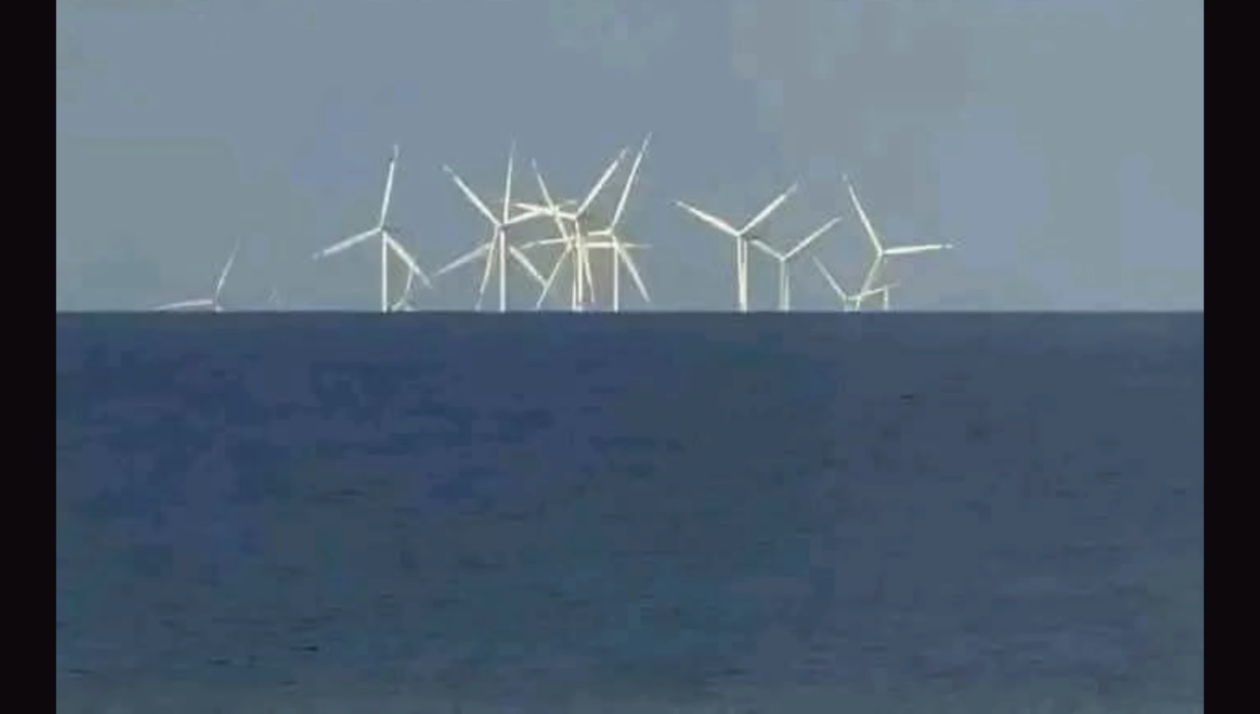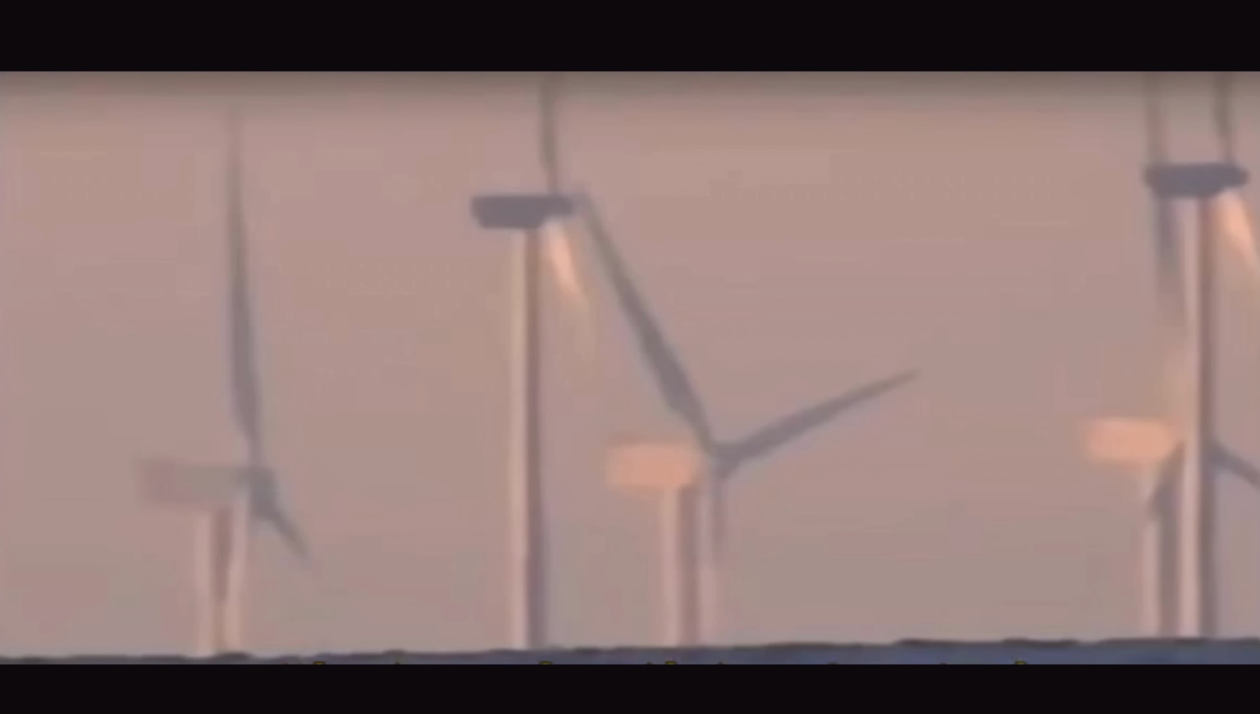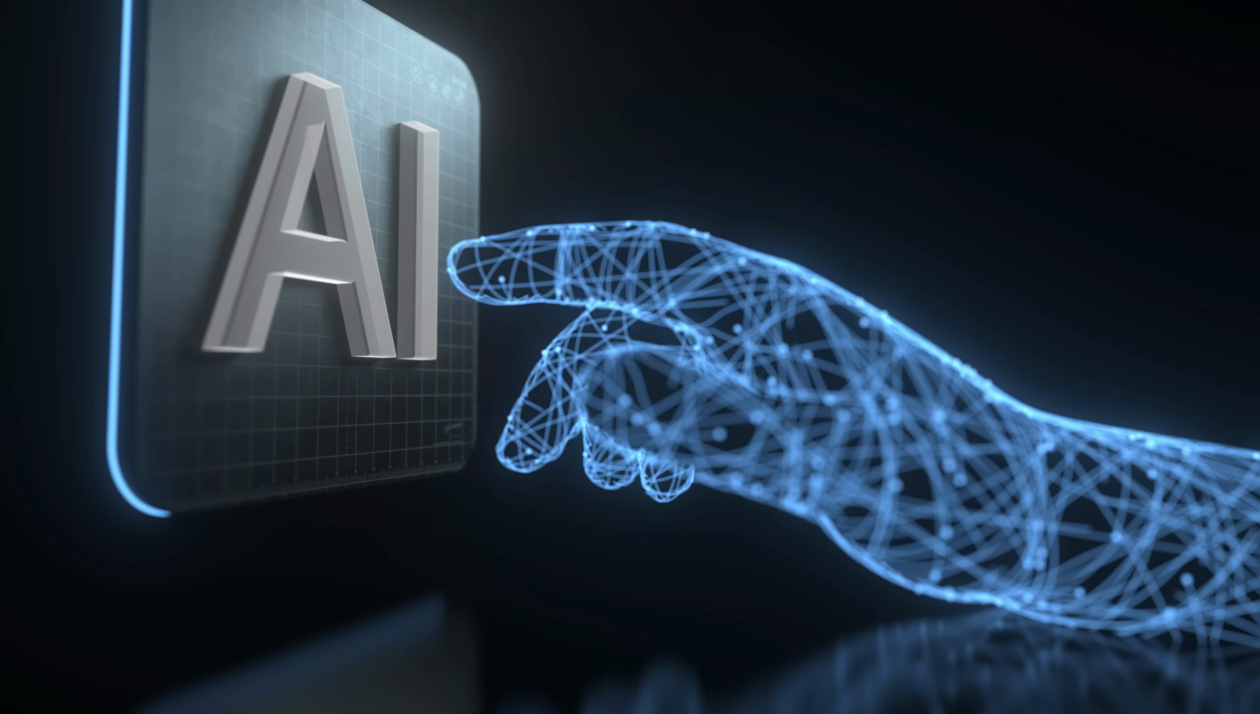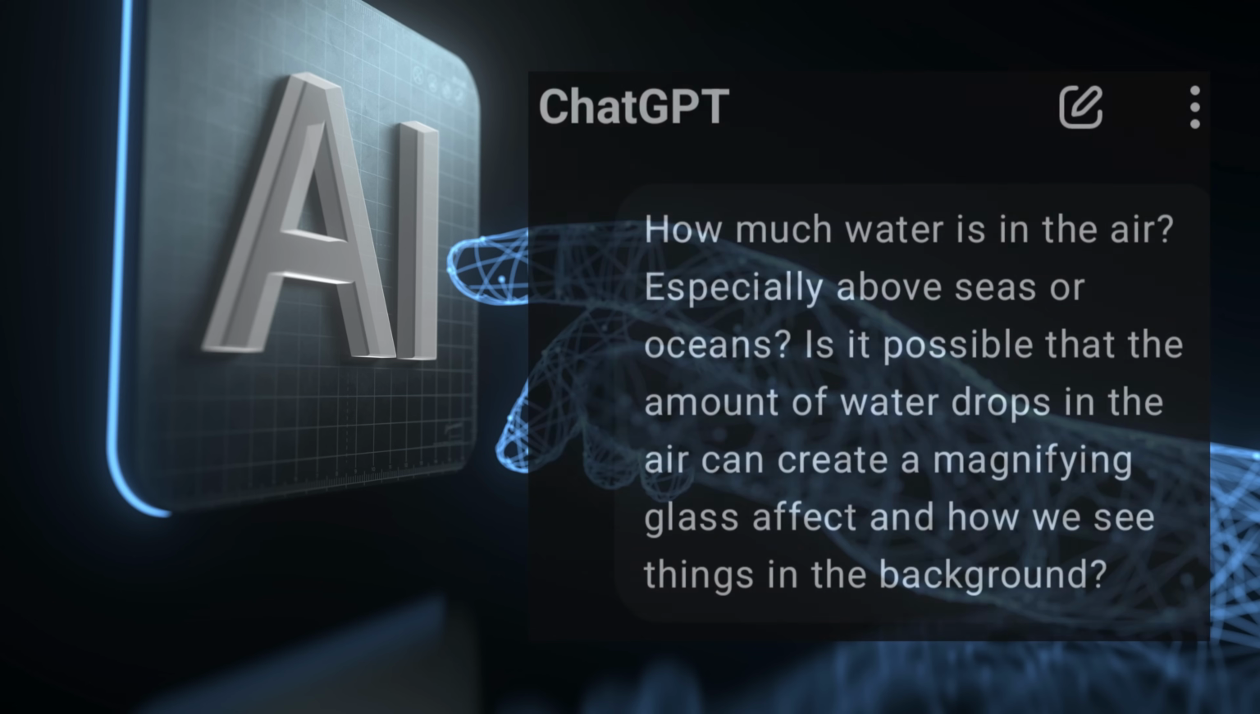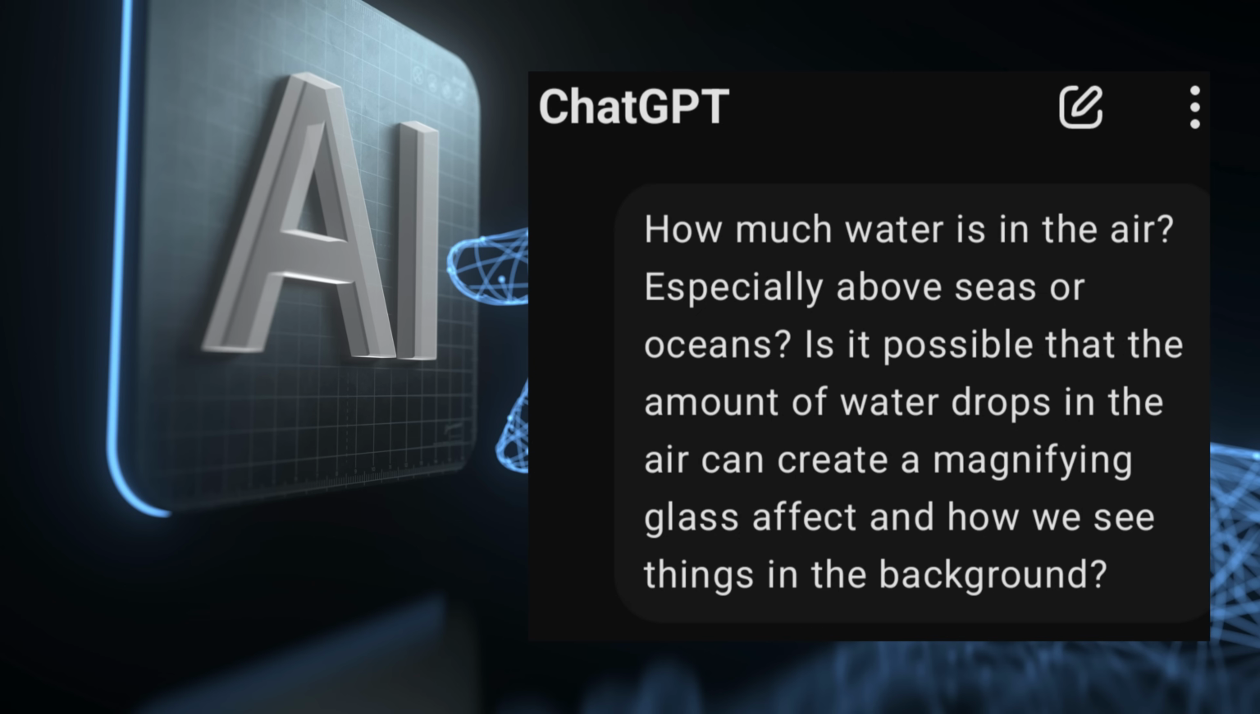And when I first looked at it, I'll be honest, I thought the same, that okay, that might be curvature, but knowing what I know now, let me show you my little conversation with artificial intelligence again. So I was asking how much water is in the air, especially above seas or oceans. Is it possible that the amount of water drops in the air can create a magnifying glass effect in how we see things in the background?